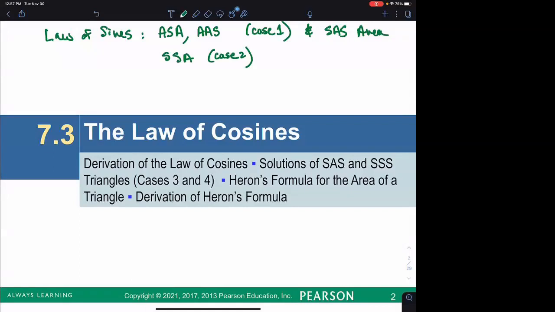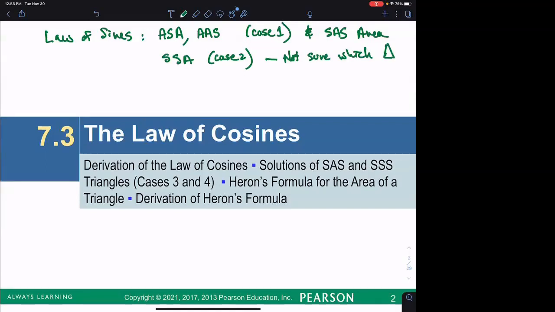So it was a bit ambiguous, was the word they use, but we'll just say not sure which triangle. Not sure which triangle is needed. There could be more than one. More than one sometimes. Possibly. And so that's what we did in 7.2.